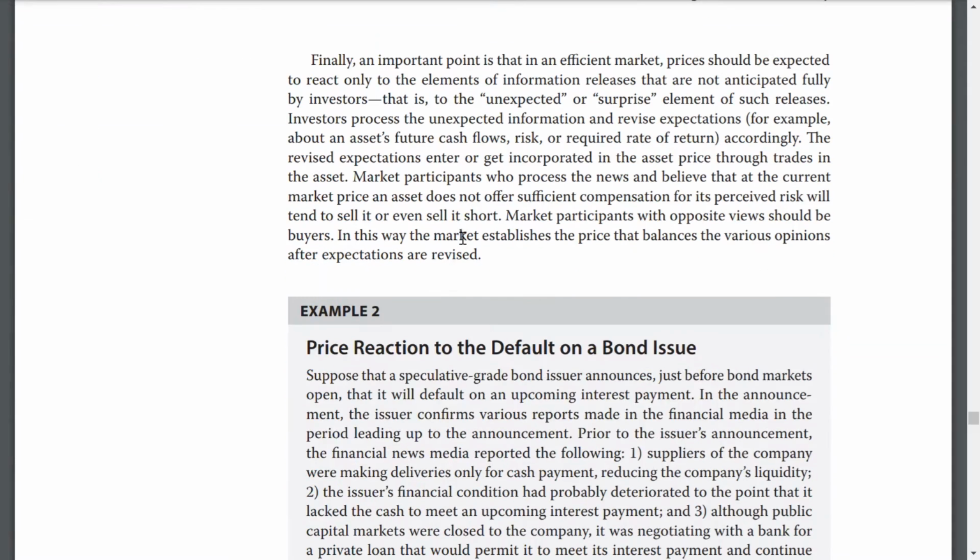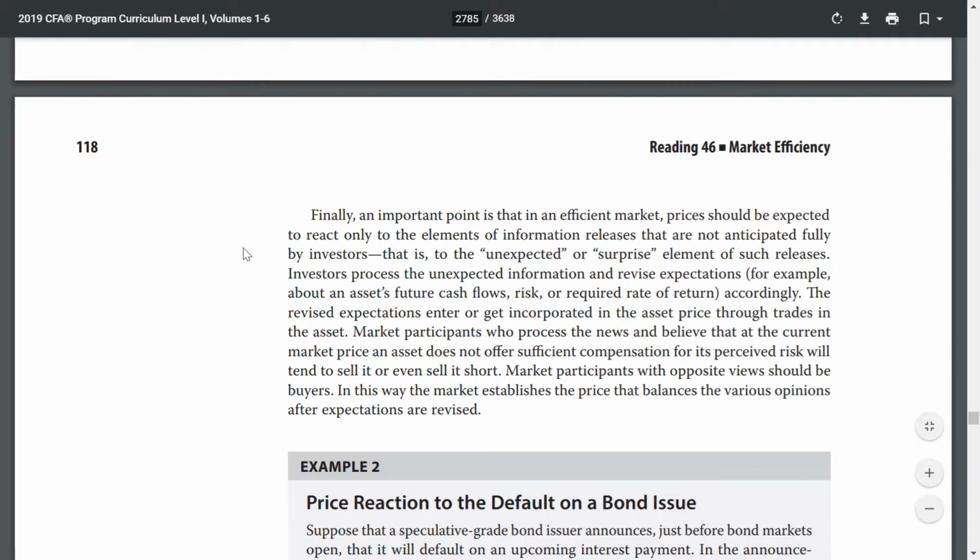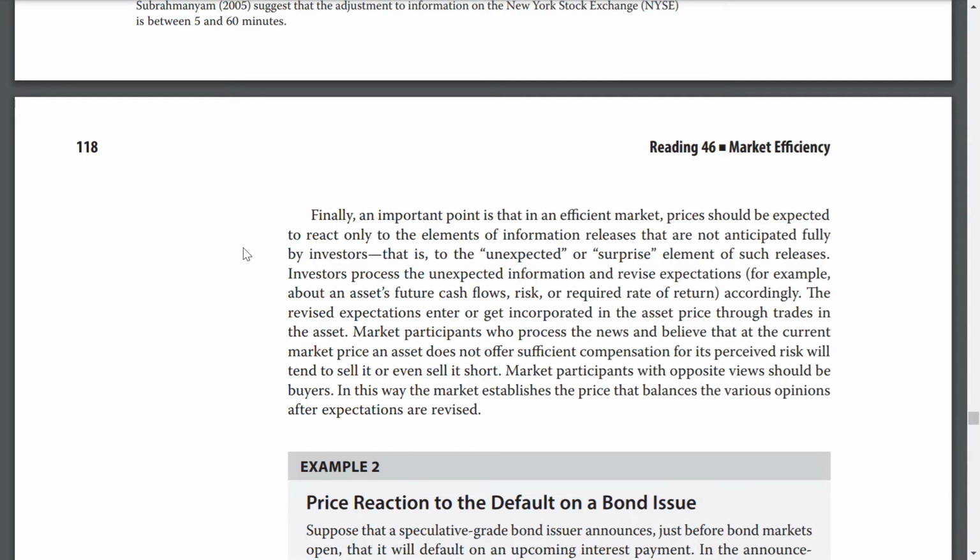Finally, an important point: in an efficient market, prices should be expected to react only to elements of information releases that are not anticipated fully by investors.